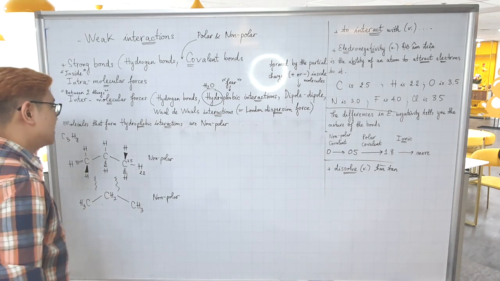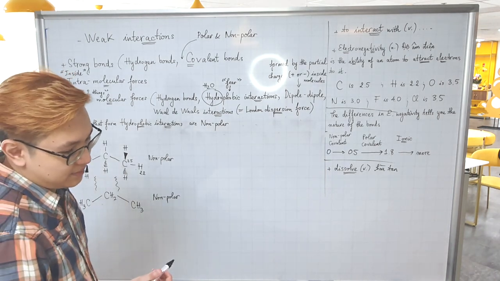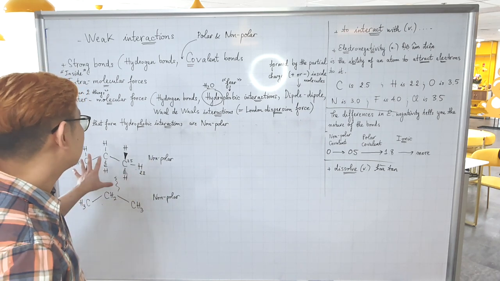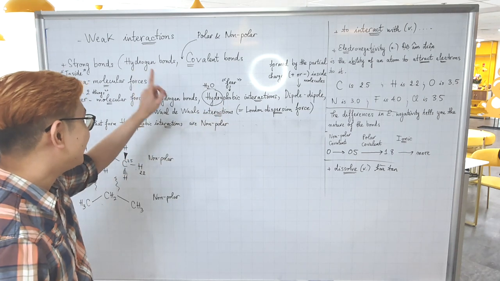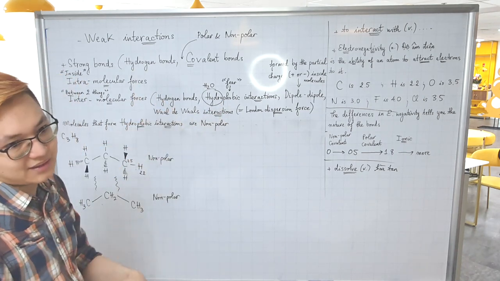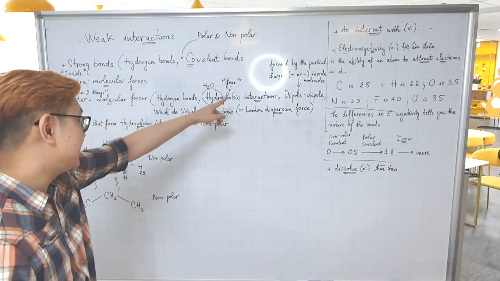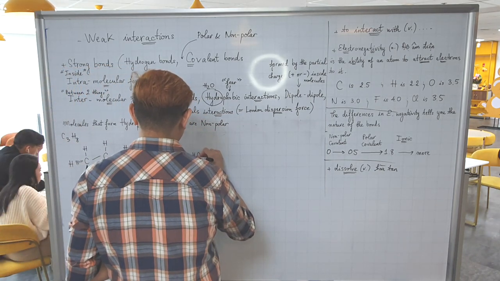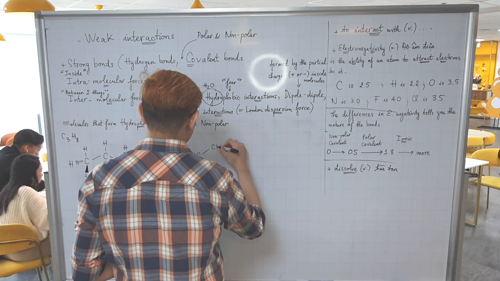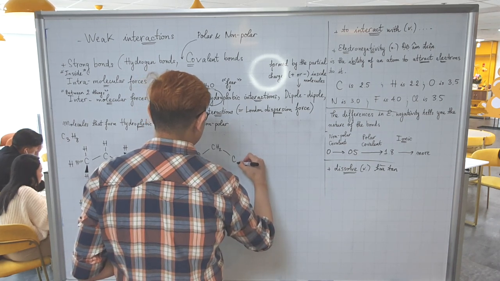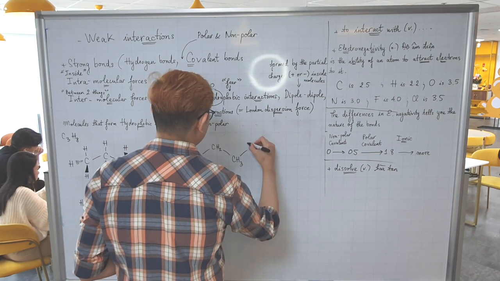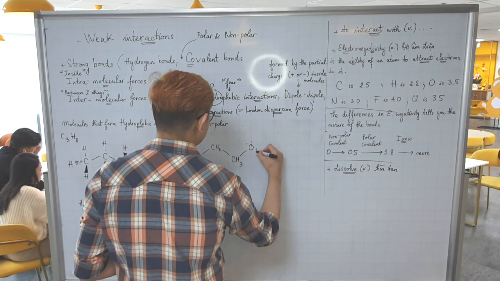Okay. So in the same molecule, there can be non-polar, there can be hydrophobic, and hydrogen bond as well. Like for example, CH3, CH2, CH3, and then OH, for example.